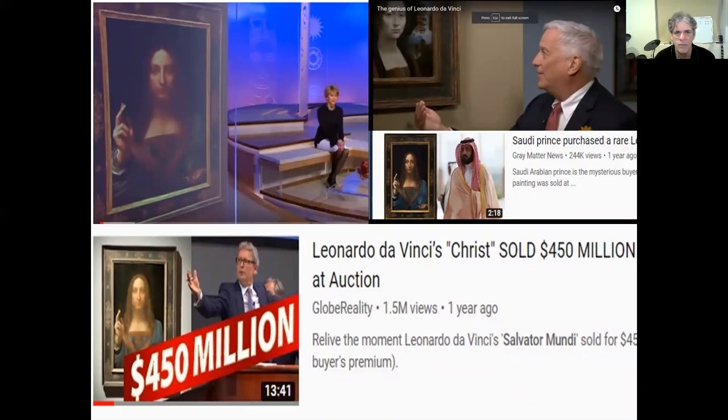Again, this was a big deal just a year or so ago. Here's Walter Isaacson, Jane Pauley. Here's the auctioneer at Christie's where it was sold.